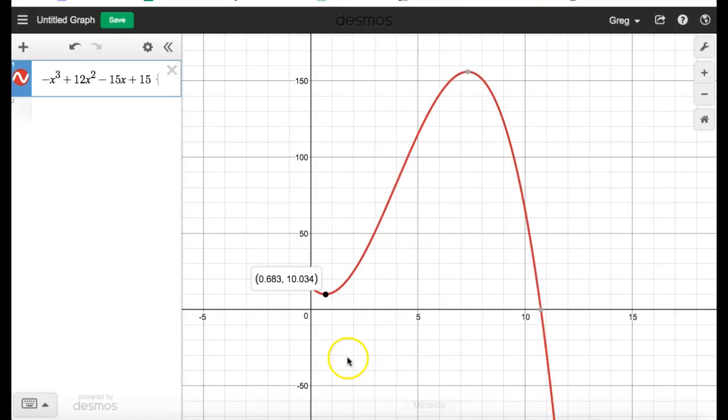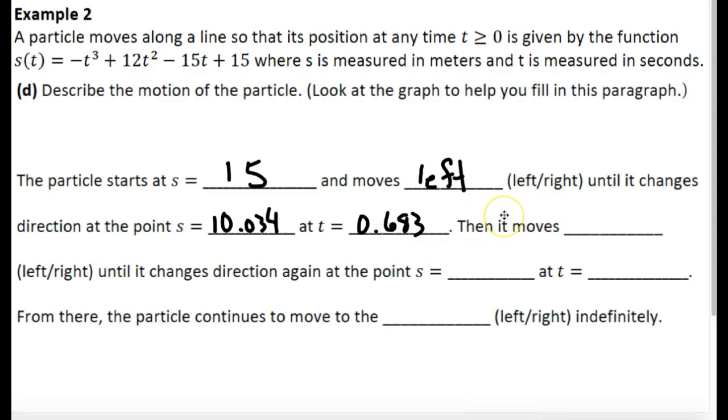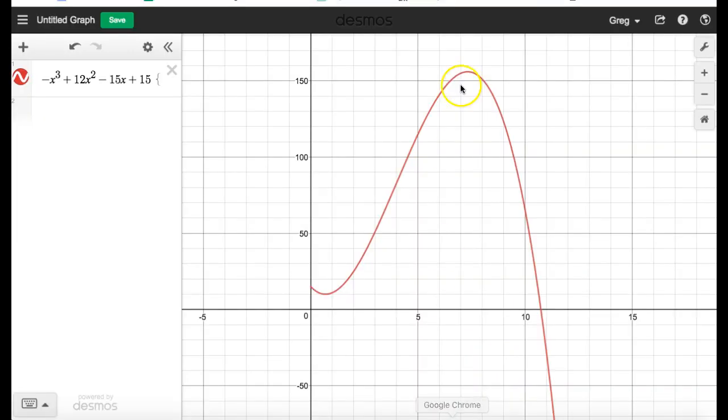So then my particle starts moving to the right again. It starts getting further and further from a position of 0. So it's moving to the right for this whole piece right here. And again, we also know that because the slope of my position curve is positive. That means the velocity is positive. So it's moving to the right. So I can say it moves to the right until it changes direction again up here at this point.